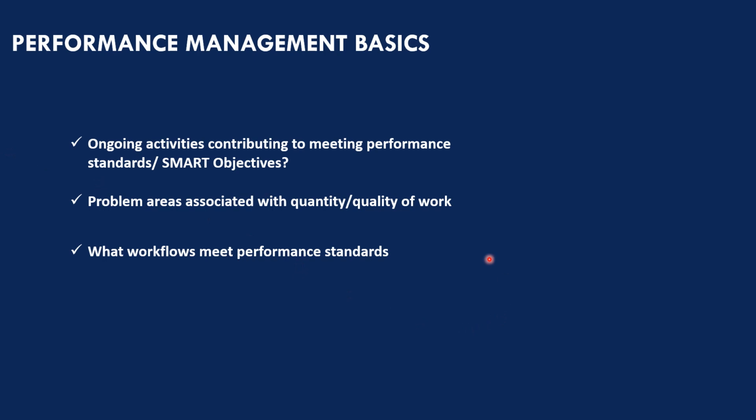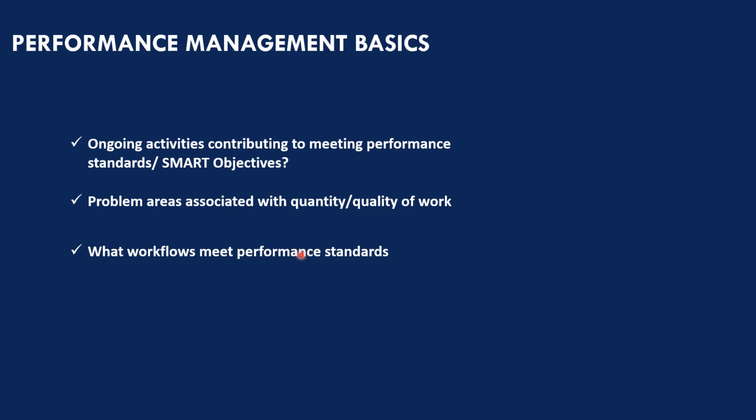So just a couple of performance management basics. First, we want to ask ourselves whether our ongoing activities are contributing to meeting performance standards. Now, note the language here. So SMART objectives are often referred to as performance standards. However, in our performance management software system, so VMSG, we'll be using SMART objectives. Second, we want to know if there are any problems associated with either the quality or the quantity of our work and need attention. And then we want to know what workflows meet our performance standards. We want to know that because we could potentially discuss ways in which other processes could work with this as a model.